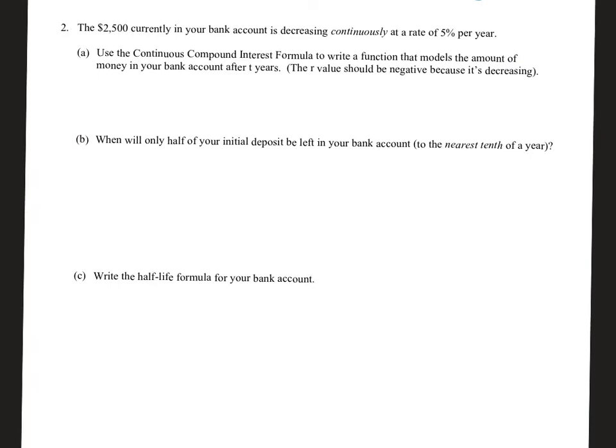The $2,500 currently in your bank account is decreasing continuously at a rate of 5% per year. Okay, it says continuously. It doesn't say compounded continuously. I'm suspecting that's what I'm going to use, but we'll see. Also, obviously the $2,500 is important and the 5% per year.